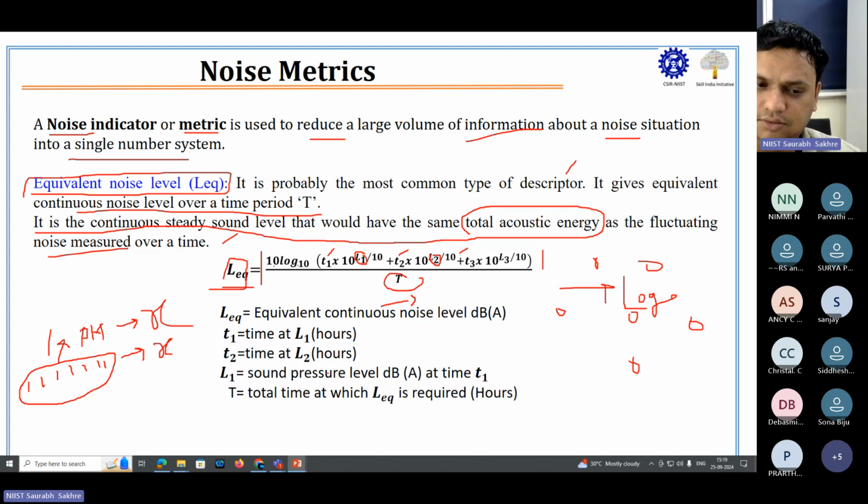T2 is time at L2. L1 is sound pressure level which will be measuring, and T is the total time at which LEQ is required, for how many hours you want to see.